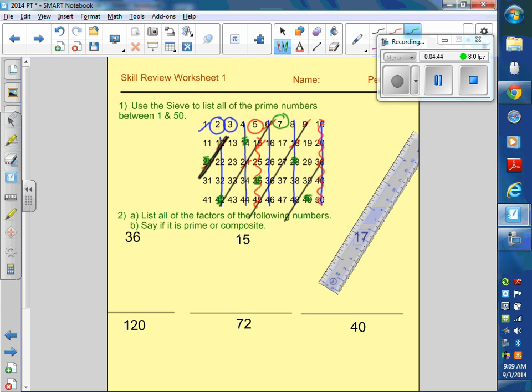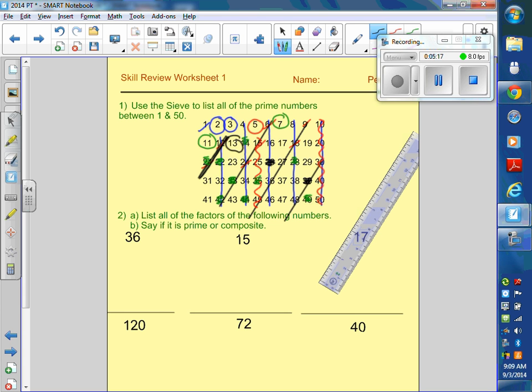Nelson, what's the next prime? 11. And what are the multiples of 11, Nelson? Count by 11. Good. So this one's gone, right? 33, 44. Right on another diagonal. Sophie, what's the next prime? 13. Good. Count by 13, Sophie. 26. So cross out 26 and then 39.